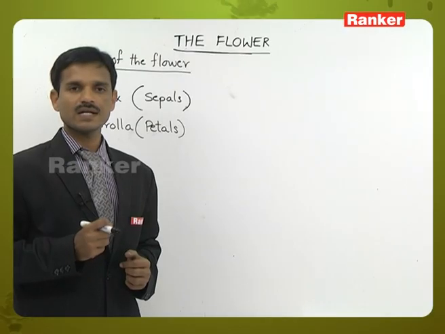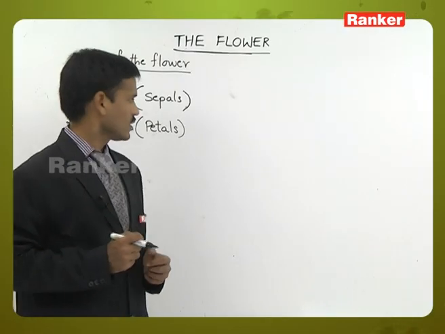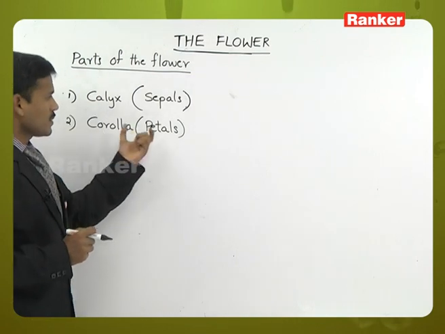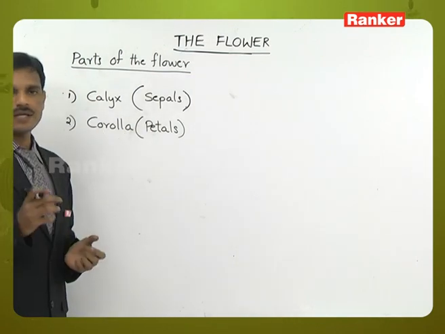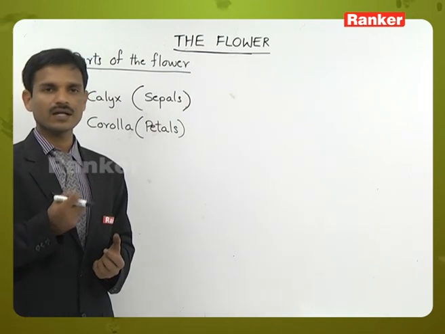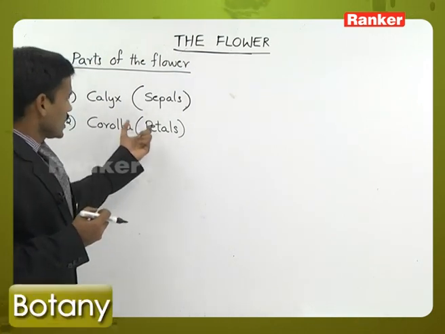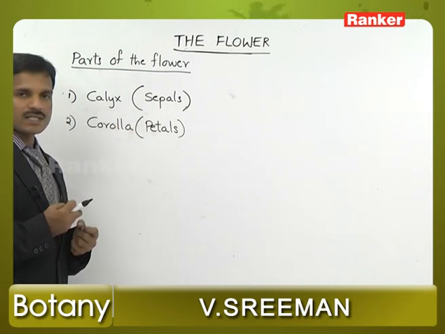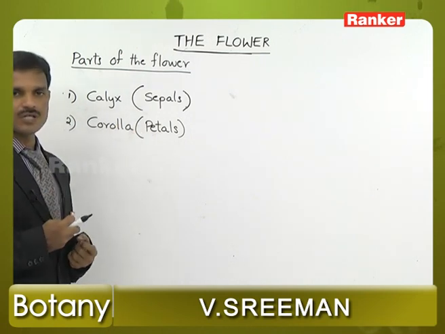In the flower, the second whorl is called the corolla. In the corolla, the members are known as petals. The petals are in different colors, so they are showing different colors. Here the petals generally attract the insects to favor the pollination.